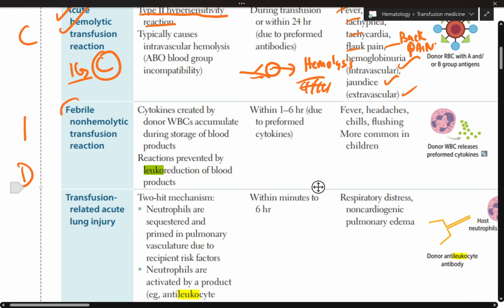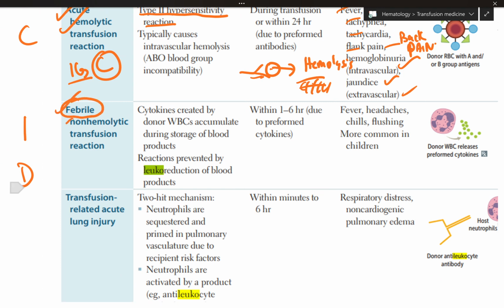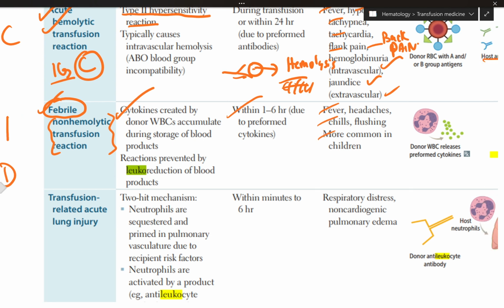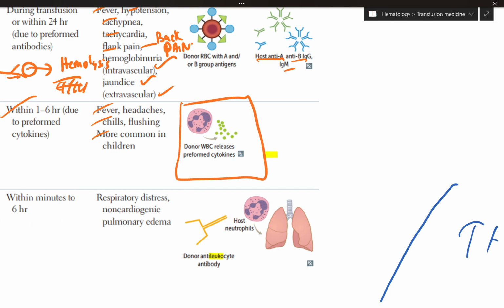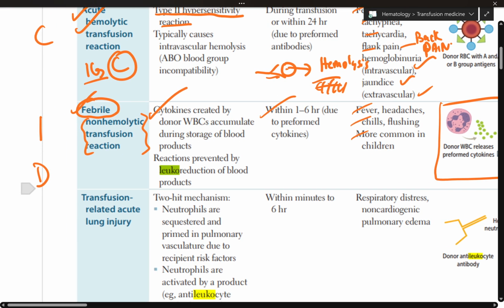Febrile causes fever, but there is no hemolysis. What can that be due to? That can be due to cytokines which accumulate in the RBCs, or that can also be due to infections, or it can be due to anything that causes fever. And this happens within 1 to 6 hours of transfusion. You get fever, headache, chills, and it's more common in children. So the donor WBCs release preformed cytokines stored in the blood packet, which causes the reaction.